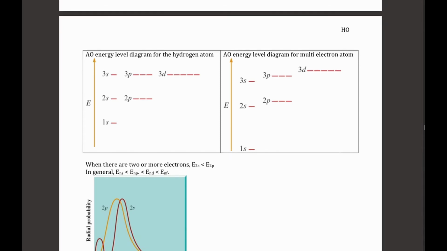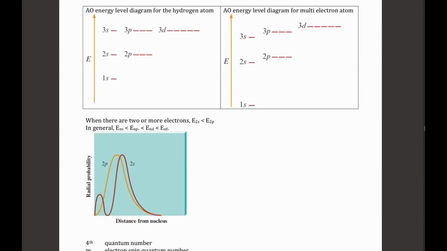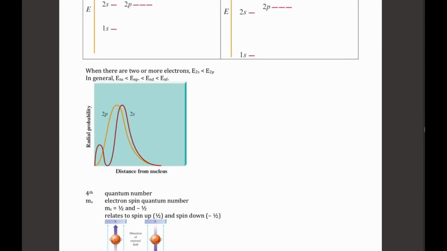Okay, and then we have on our diagram that 2p atomic orbital energy is a little higher than 2s, and that's what I'm showing here. When there are 2 or more electrons, the energy of the 2s atomic orbital is less than the energy of the 2p atomic orbitals. In general, E sub ns is less than E sub np, which is less than E sub nd, which is less than E sub nf. And that has to do with what we see in this diagram here.